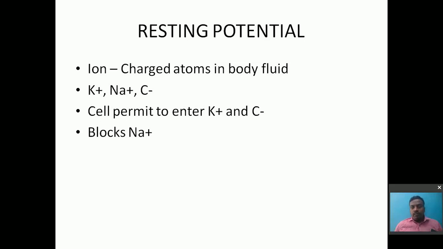The cell has a cell membrane. The cell membrane allows potassium and chloride ions to enter, but blocks sodium ions. So the sodium ion is outside the cell, and potassium and chloride ions are inside the cell. Sodium and potassium ions are positive, and chloride is negative. We measure the resting potential between inside the cell and outside the cell by using electrodes.